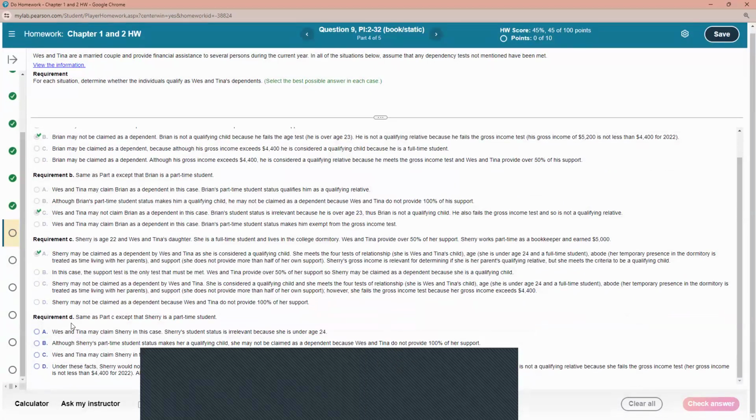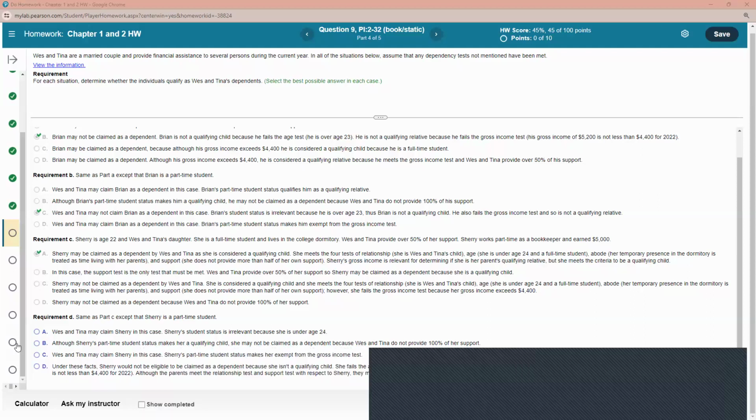Next, for part D, it says same as part C, except Sherry's a part-time student. So based on this information, she's a part-time student. She is above the age of 19, but the requirement is that they need to be a full-time student. Option A says Wes and Tina may claim Sherry in this case, because Sherry's student status is irrelevant since she's under the age of 24.